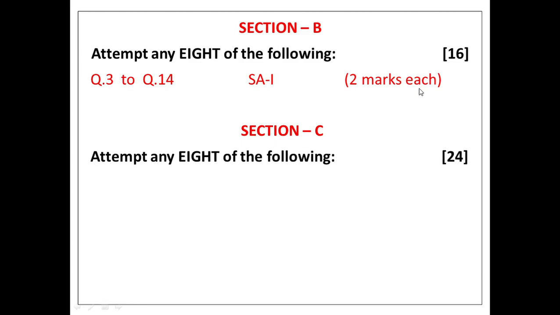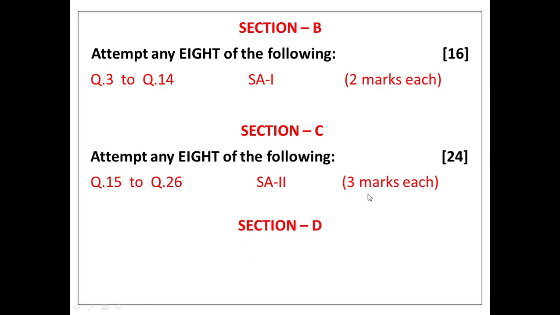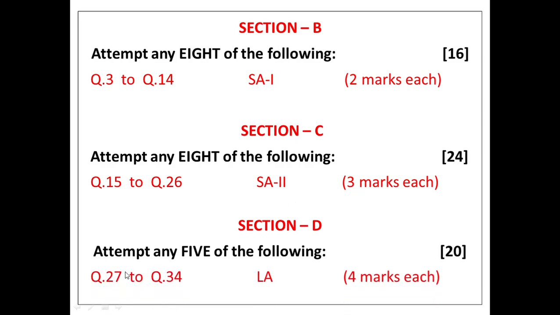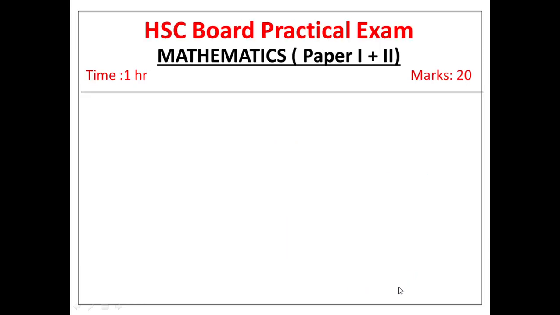Section C, in which you have to attempt any 8 of the following, having 24 marks. In which question number 15 to question number 26, short answer type 2 questions will be there, each having 3 marks. Now section D, in which you have to attempt any 5 of the following, having 20 marks. In which question number 27 to question number 34, long answer type questions are there, and 4 marks each.